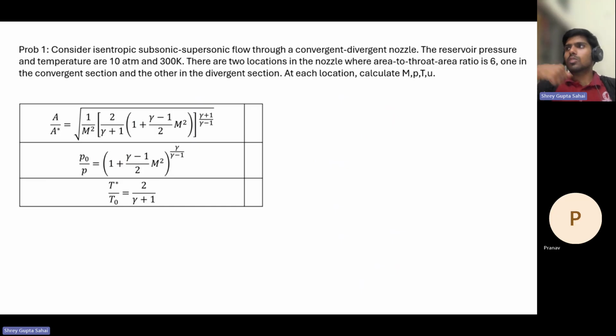Consider isentropic subsonic supersonic flow through a convergent divergent nozzle. The reservoir pressure is 10 atmosphere, 300 kelvins. There are two locations in the nozzle where the area to throat ratio is 6. One is in the convergent section, the other is in the divergent section. At each location, calculate Mach number, pressure, temperature, and velocity.